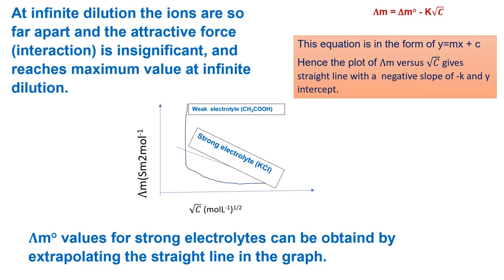The lambda m naught values for strong electrolytes can be obtained by extrapolating this straight line. By extrapolating, it reaches the y-axis. It is the intercept, and this intercept corresponds to the lambda m naught value in the graph.